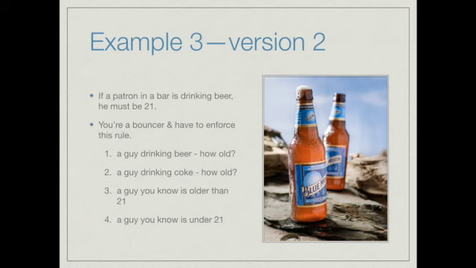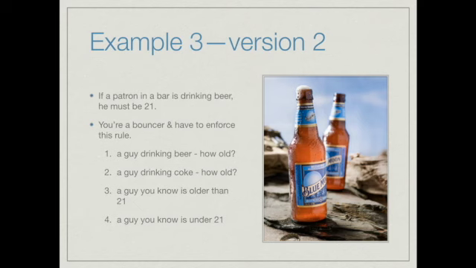All right, so you have 4 people there. You have a guy drinking beer and you don't know how old they are. The second person is a guy drinking Coke, and again, you don't know how old they are. The third person is a guy you know is older than 21. And the fourth person is a guy you know is under 21. Okay, so who do you have to check?